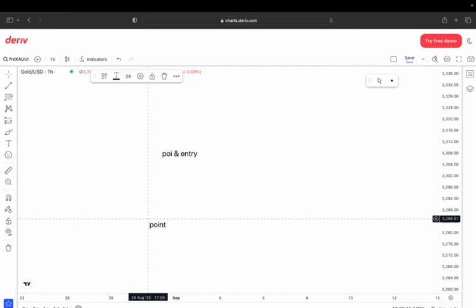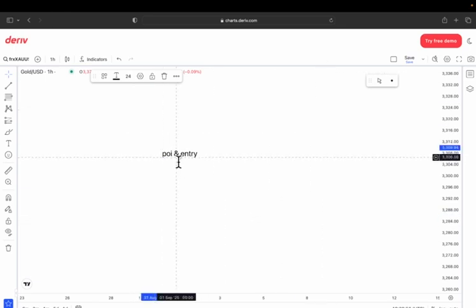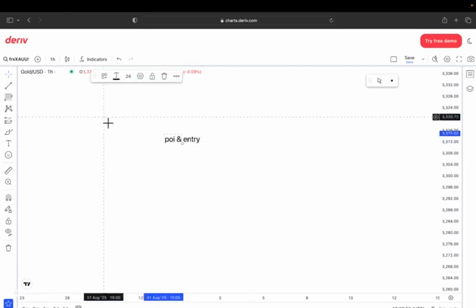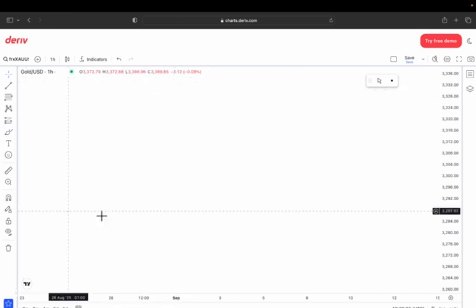Okay? Give me a minute, please. Anything can be your point of interest, and entry is entry. I don't know how to explain entry. That one is just a normal English word. But POI is an abbreviation for point of interest: P for point, O for of, and I for interest. So anything can be a point of interest.